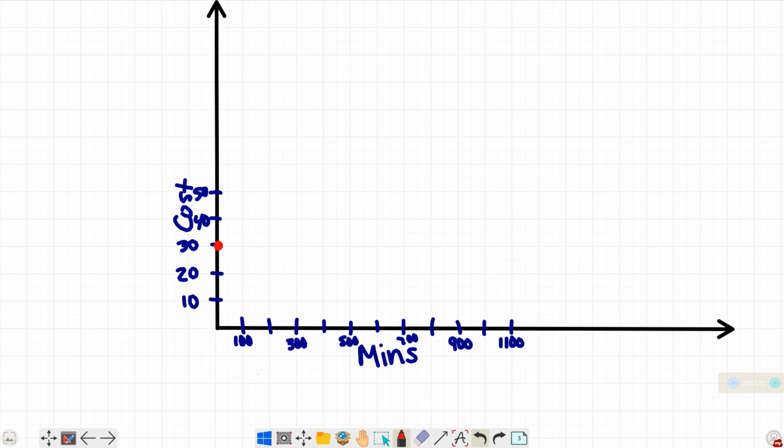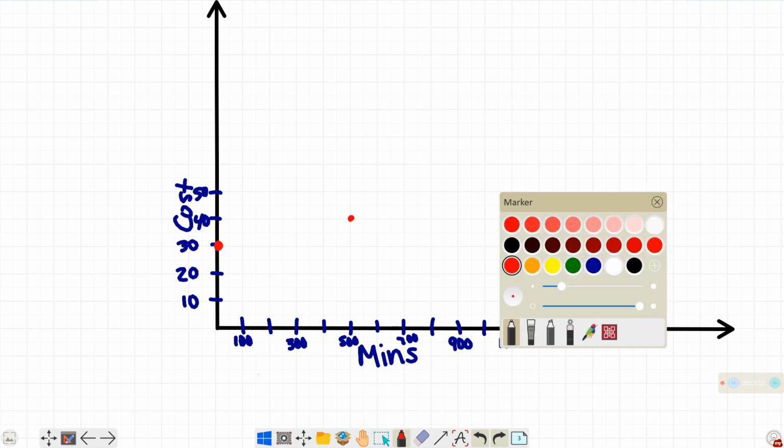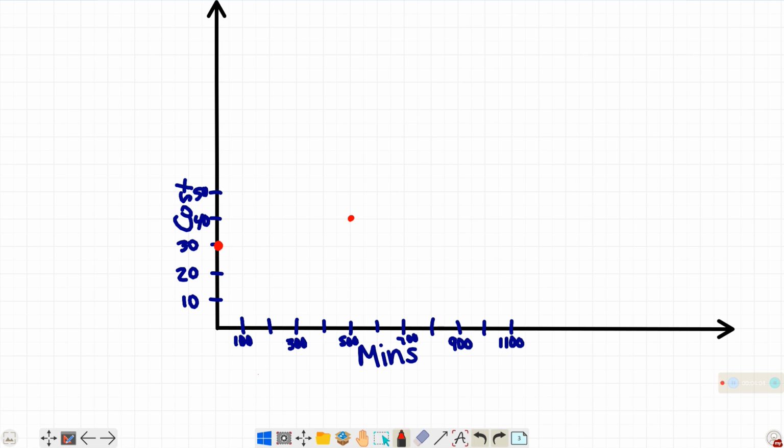We know that in 500 minutes, they are spending €40. So we're going to go over to 500 and up to 40. And we know that in 1,000 minutes, they spend €50. 1,000 is this one in between 900 and 1,100. And then we need to go up to 50. Then we're going to draw a line through those points. You are going to use your straight edge or a ruler to finish off part B.